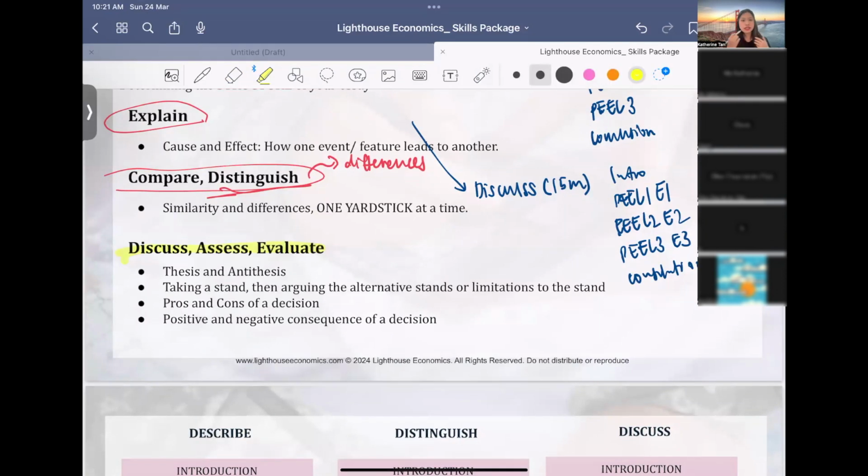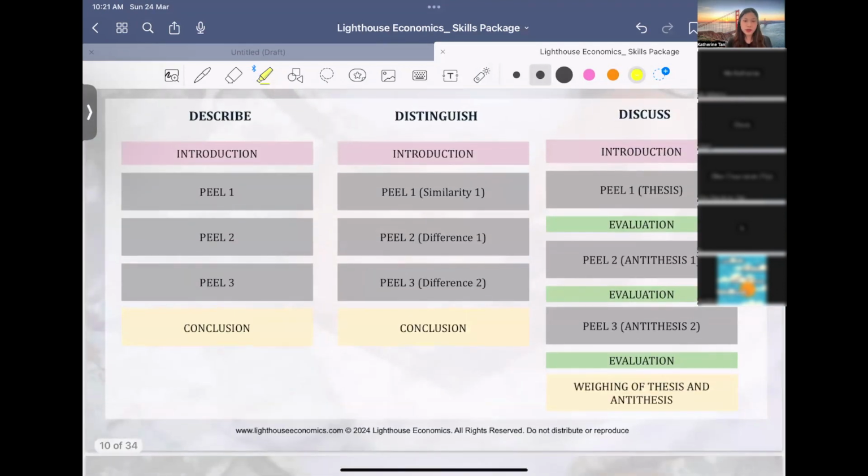The third one is discuss, assess, evaluate. This needs a very balanced kind of essay. You need a thesis, antithesis, and you must take a stand. Some of the ways this can be tested is by thinking about pros and cons of a macroeconomic policy, for example, or pros and cons of having a monopoly type of market structure. You can also talk about positive or negative consequences of a decision, especially when it comes to policy.